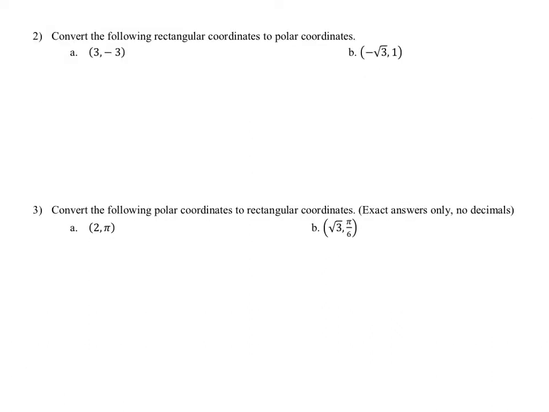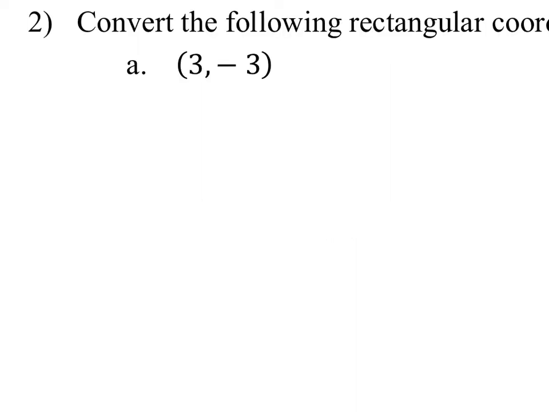All right, for this next section, we're going to convert the following rectangular coordinates to polar, and I'm going to expand this picture so that we have a little bit more room to write. For the first point, we have the point 3, negative 3, which puts us in quadrant 4. It's real important to know what quadrant you're in, because that's going to determine which angle we use when we find our angle.